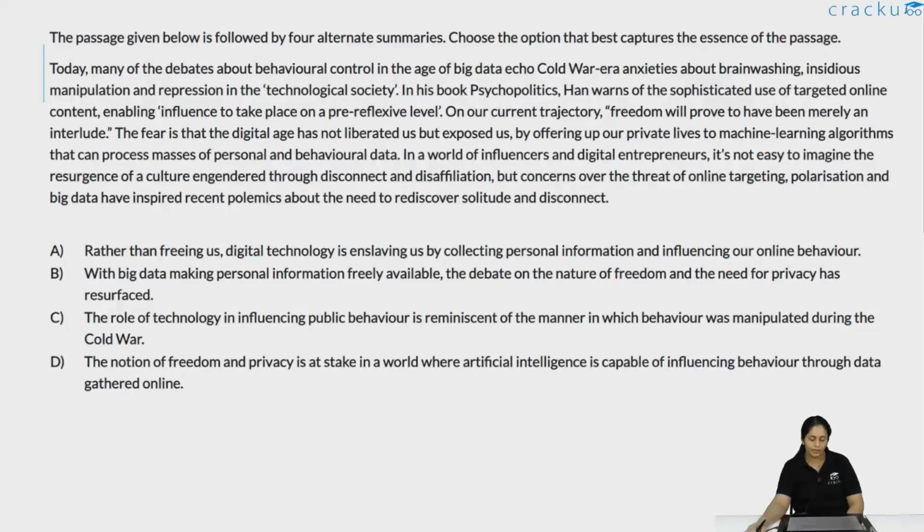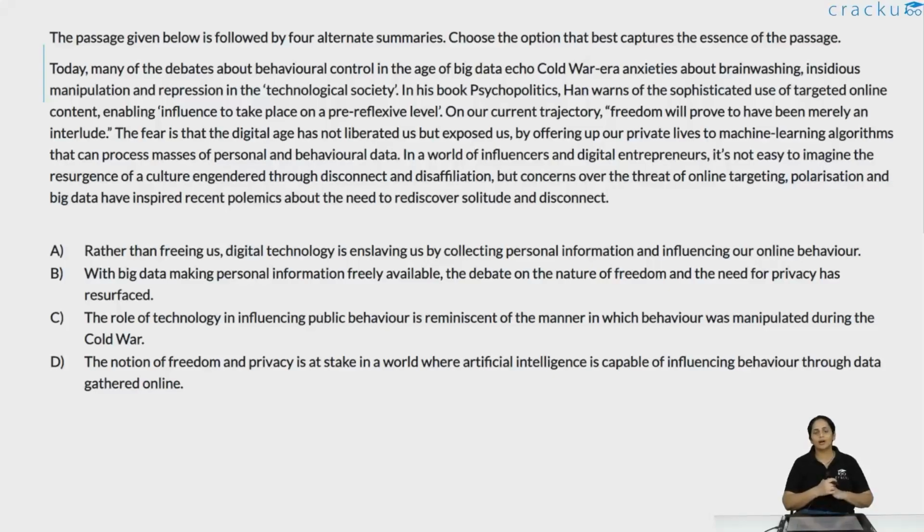In a world of influencers and digital entrepreneurs, it's not easy to imagine the resurgence of a culture engendered through disconnect and disaffiliation, but concerns over the threat of online targeting, polarization, and big data have inspired recent polemics about the need to rediscover solitude and disconnect.